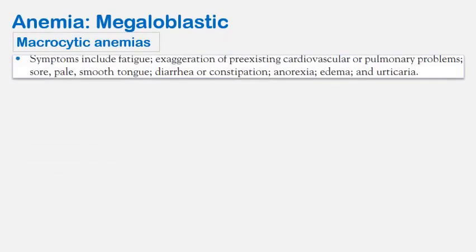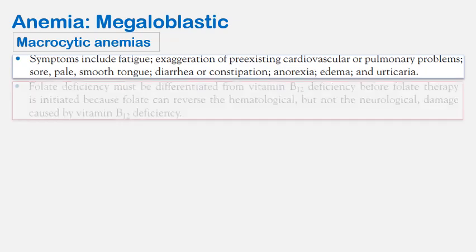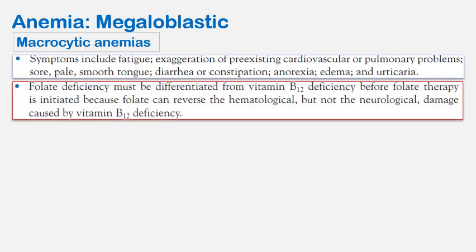Signs and symptoms, like other anemias, include fatigue and exaggeration of cardiovascular and pulmonary problems, sore, pale, smooth tongue, diarrhea, constipation, anorexia, edema, urticaria. Folate deficiency can be differentiated from B12 deficiency: in folate deficiency there is a lack of neurological symptoms. In B12 deficiency anemia, the patient may have neurological symptoms including paresthesia, numbness, abnormal sensation, heat sensation, abnormal GIT movement, and others.